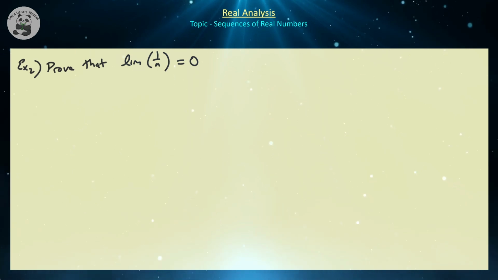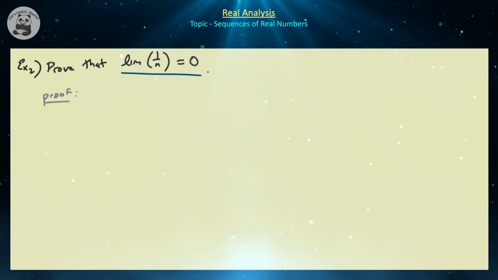And it's a very fundamental one, in the sense that this sequence 1 over n is actually very, very common, especially with comparisons. It says that the limit of the sequence 1 over n is equal to 0. So pause the video if you want to try this on your own, else let's see how to prove it.